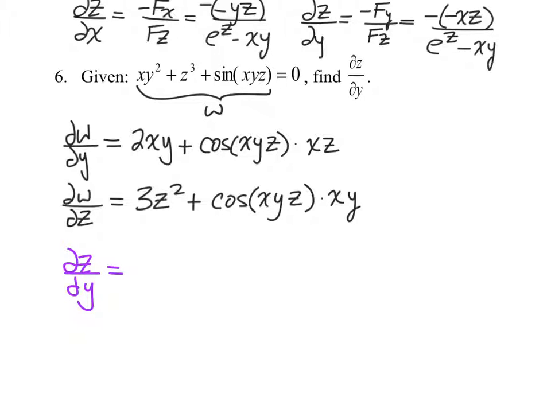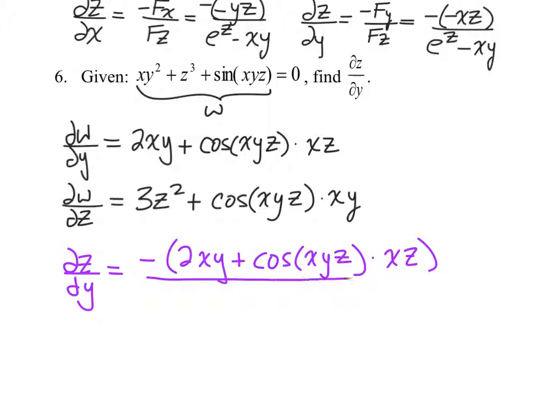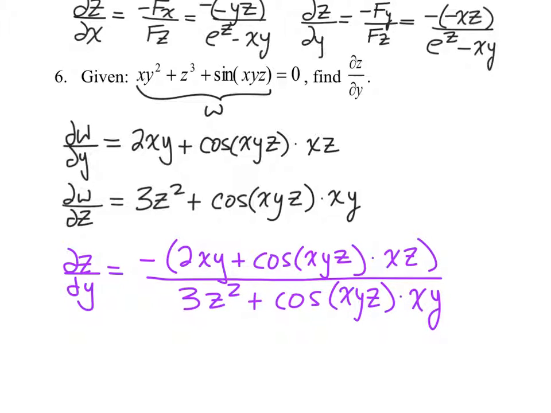All right, so negative 2xy plus cosine xyz times xz, all over 3z squared plus cosine xyz times xy. So nothing too crazy.